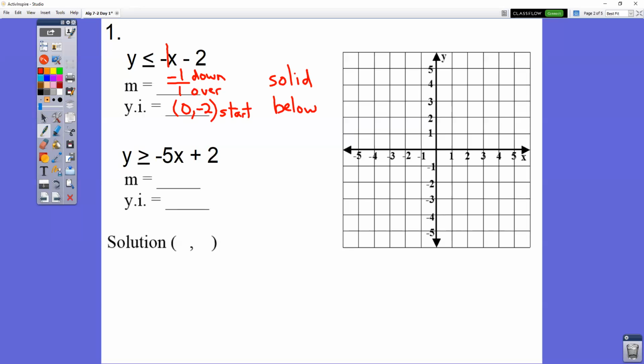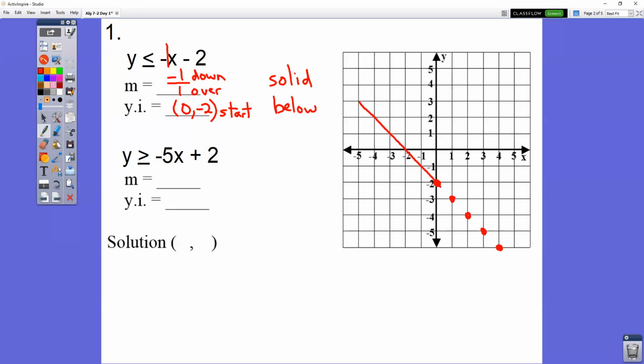So let's go and graph it first. 0, -2. Remember, your first point is always somewhere right on that y-axis. That is 0, -2 right there. Starting from there, we're going to go down 1 and over 1. Remember, we always go over to the right. So down 1 over 1, down 1 over 1. We're going to connect these with a solid line, and we're going to shade below the line.